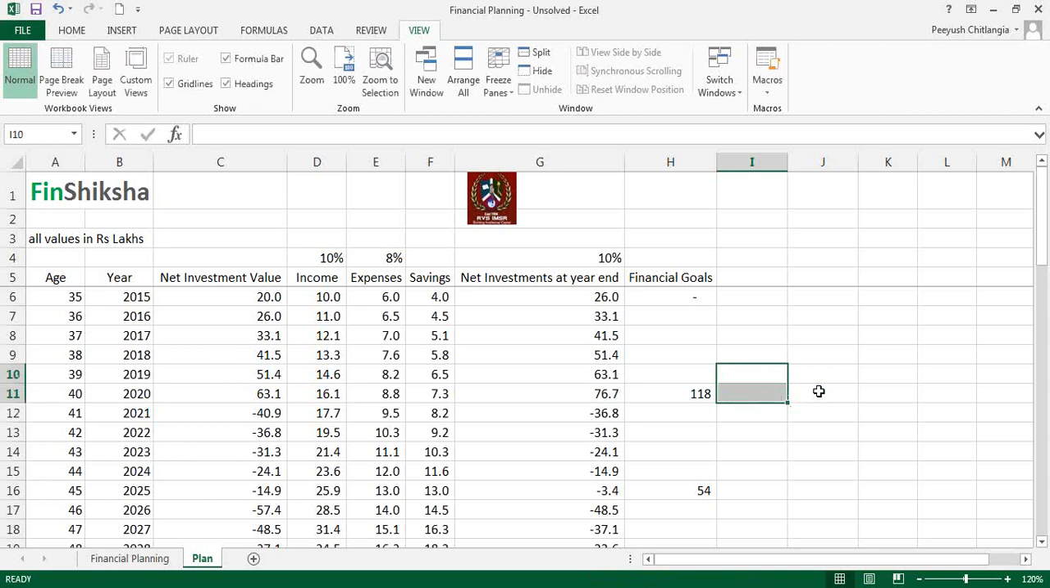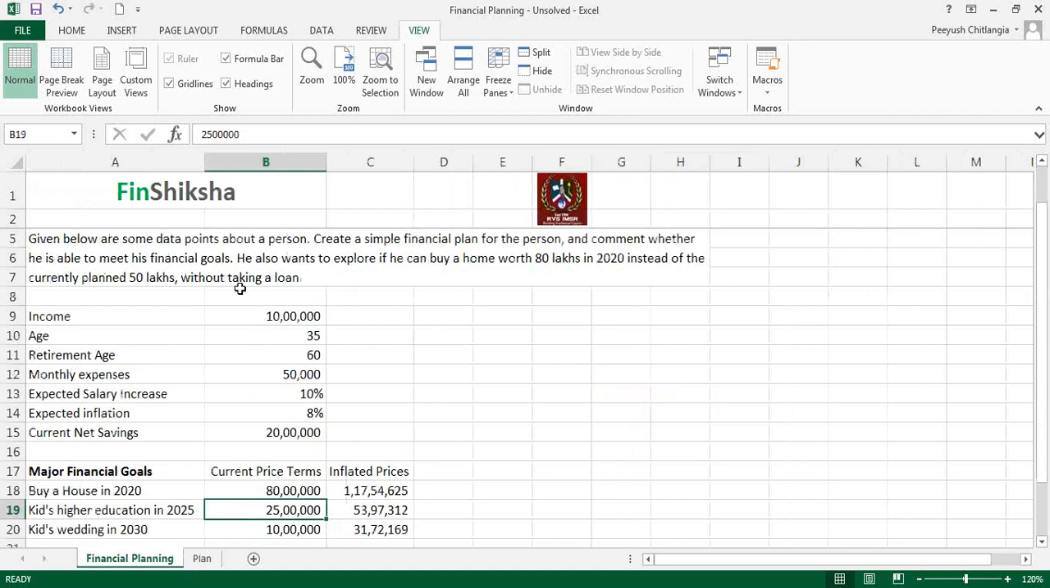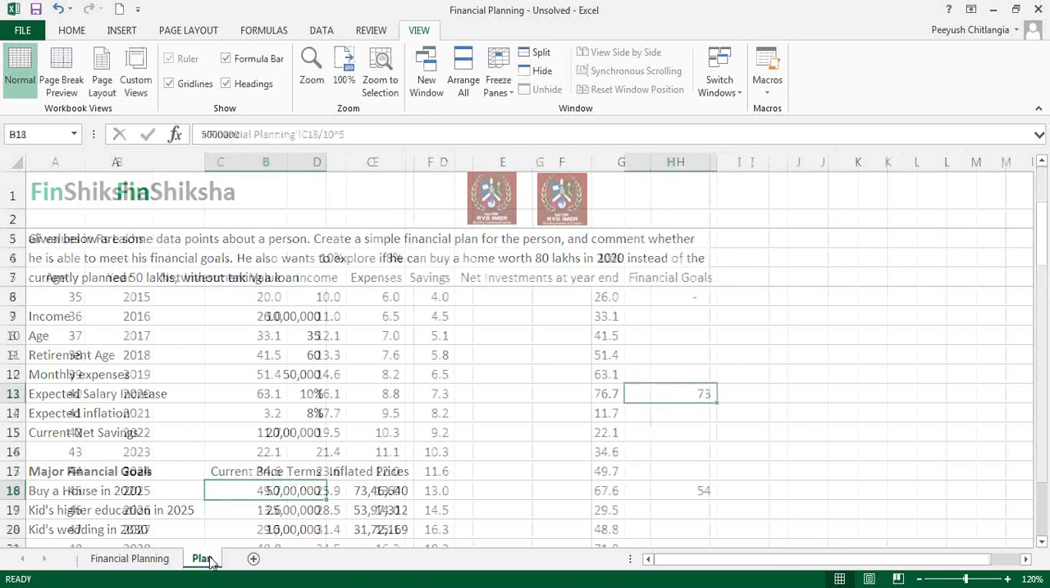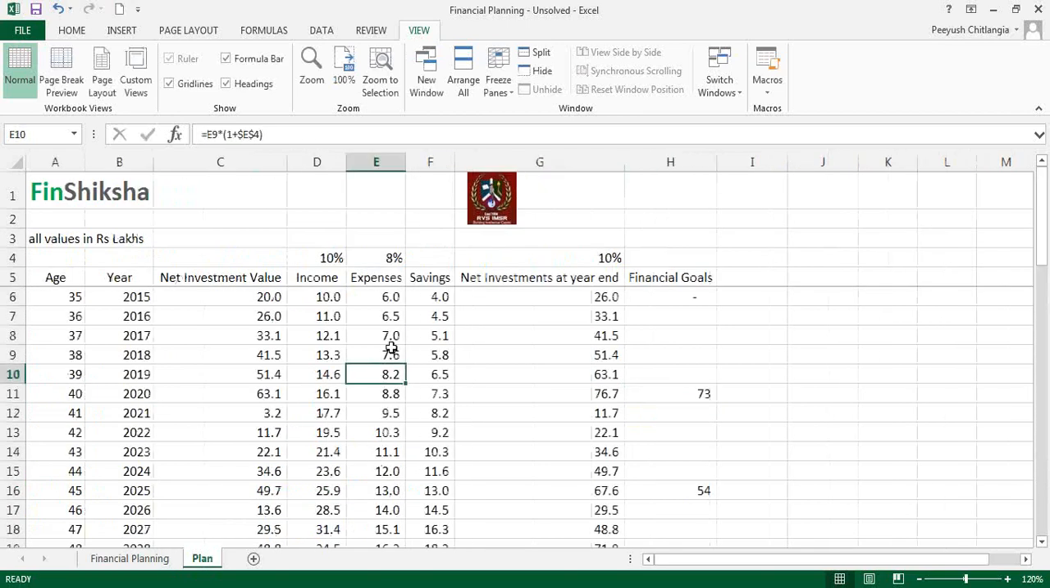If that is the case, then a loan schedule also kind of keeps getting built in, and that also gets repaid. We know how the EMI calculations work on loans. That can also become a part of the financial planning tool itself. At this point of time, the question asks us whether he can buy it without taking a loan. The answer is no. At the current investment values, he cannot buy it without taking a loan, right?